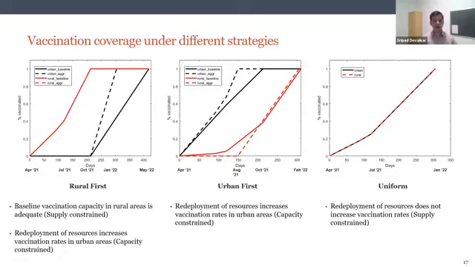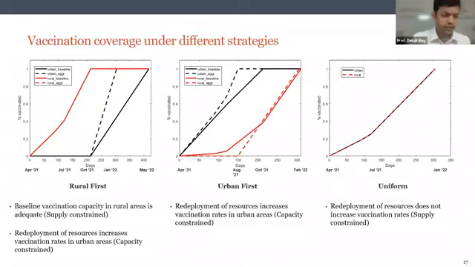And so this is how the profile of vaccination coverage with time varies across the different prioritization strategies and under the different supply chain scenarios that I showed you initially in the slide. I can pause here, answer any questions.